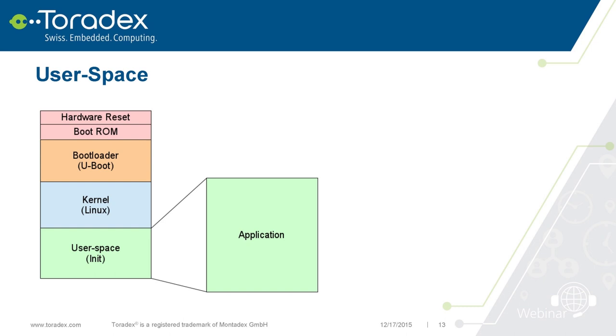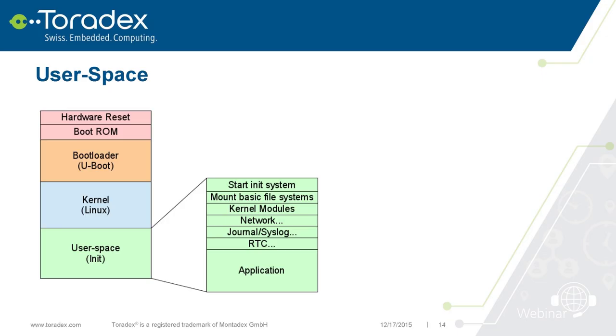This could be just the application. That's not usually the case, but theoretically, one could just start the application. Typically, there's an init system which does some steps which are needed for a fully working Linux system. For instance, it mounts some basic file systems such as the /proc or /sys file system. It loads the kernel modules. It initializes the network, maybe initializes journals or system log, loads the RTC. So there are a lot of steps which can be required for the application, or maybe also not. So there's a lot of boot time optimization potential by stripping down this user space part to the bare minimum.